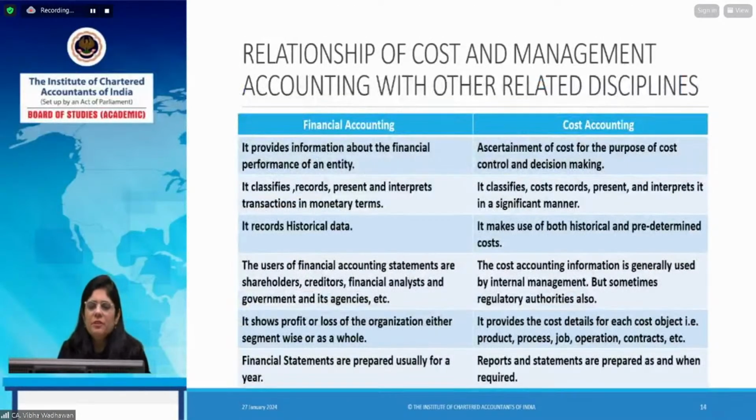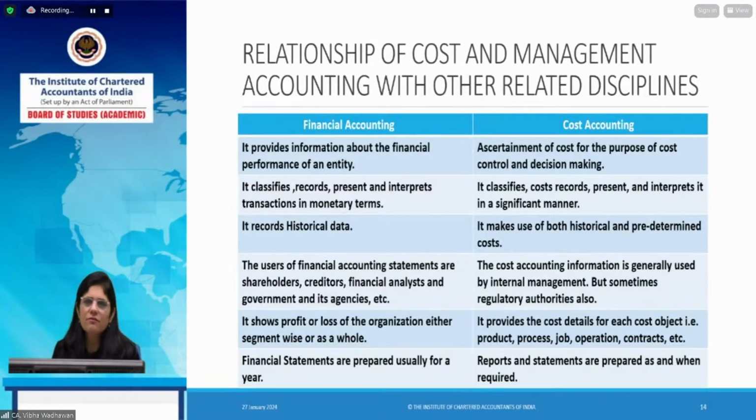Okay, so between financial accounting and cost accounting, financial accounting, you must be knowing, you must have done the accounts. Of course, it's about the financial performance, and cost accounting is more for cost control, so computation of cost and then cost control. Financial accounting classifies, records and interprets transactions in monetary terms, and in cost accounting, you classify the cost. Clear? It records historical data, and in costing, we use both historical and predetermined.